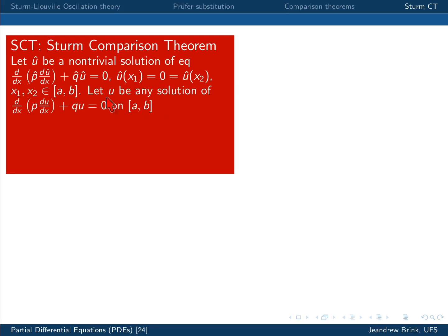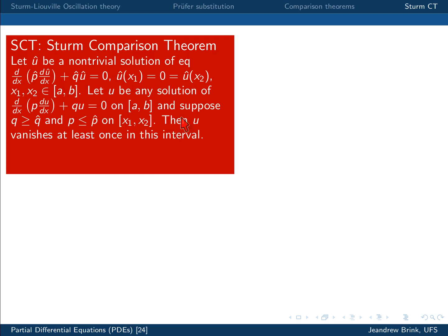Okay, and then we're going to look at a second solution, which is a solution of a second Sturm-Liouville operator applied to u, with potentially different functions p(x) and q(x). And the only thing that links these two problems is this property that q is greater than or equal to q hat and p is less than or equal to p hat, not necessarily even on the whole domain, just on the region between the two zeros of the hat equation.